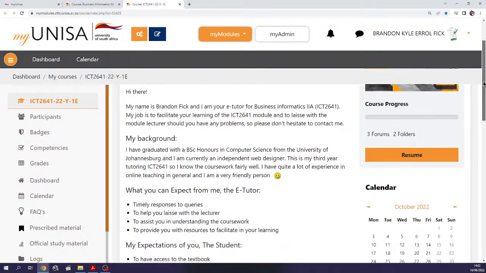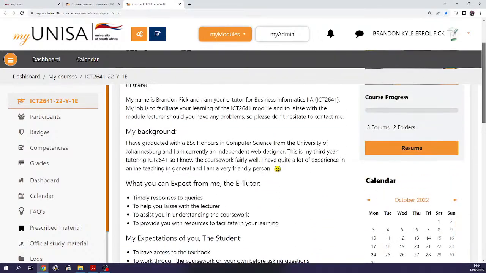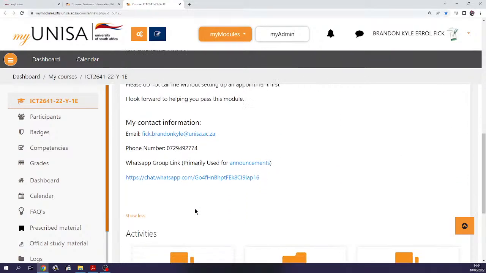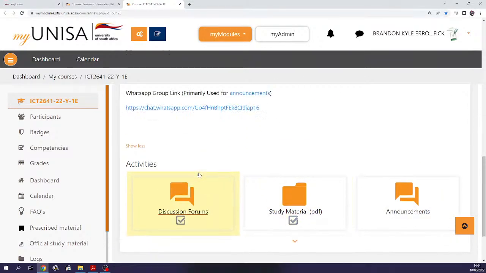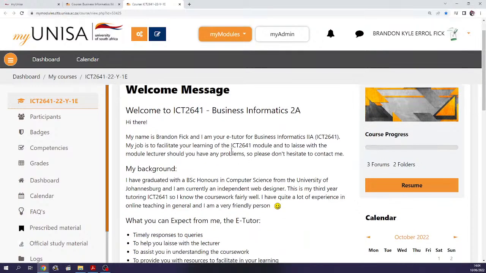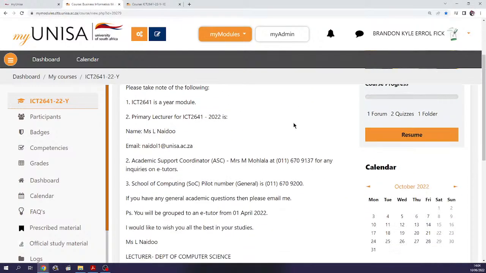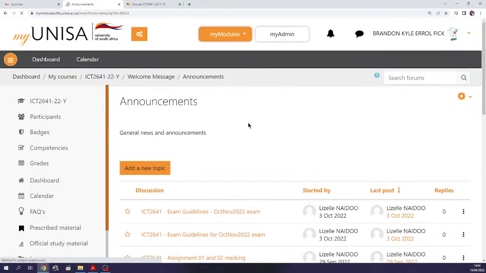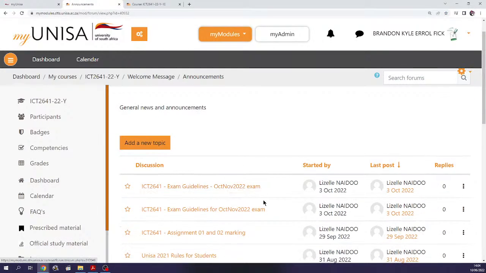This is your myUnisa, the main site, which I call the lecture site. They made an announcement talking about the marks, and another very important one is the exam guidelines, but I'll get to that later. They talked about the marking as well.